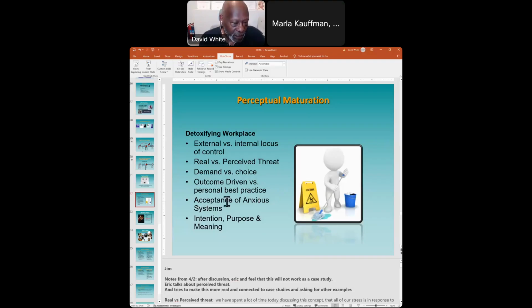Acceptance of anxiety. There's a thing called ontological anxiety, which means that anxiety exists just because you're alive. And so anxiety is going to be a part of your existence. You just have to start to look at, so what are the things that you're being anxious about that you do not need to be? And then you start to talk about your intention, purpose, and meaning of your life as you begin to change your perceptual maturation.